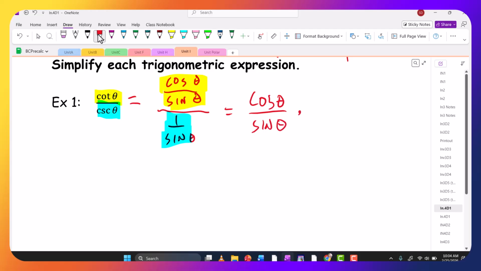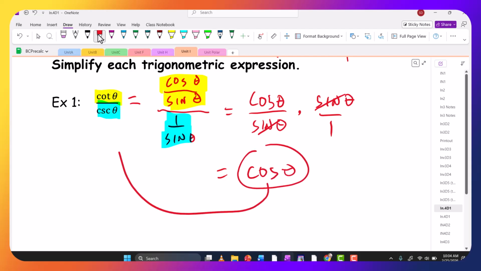I've shown you a million times. Divided by 1 over sine is times sine over 1. Millions. And then knowing to cross cancel, nobody can argue that this is not simplified.